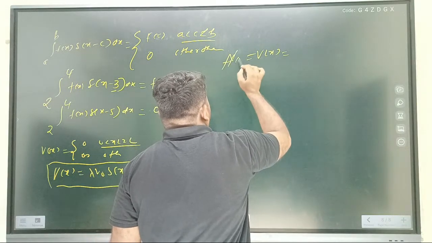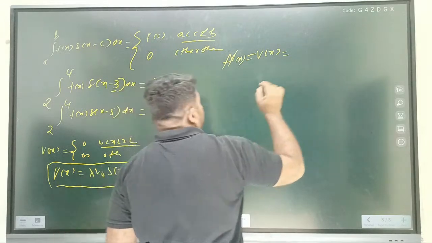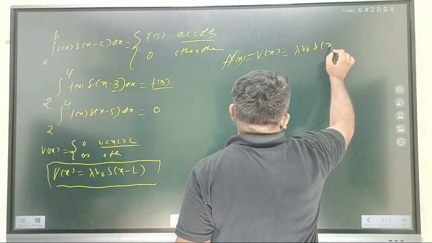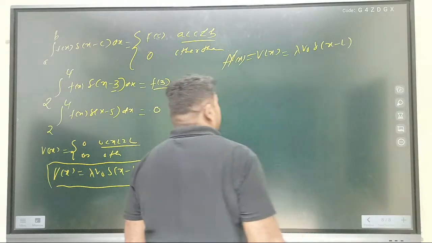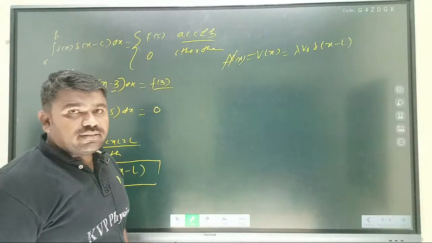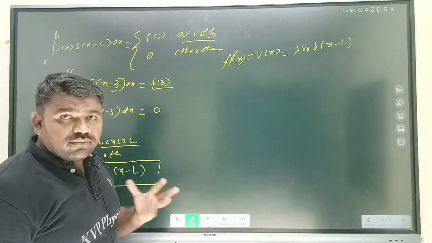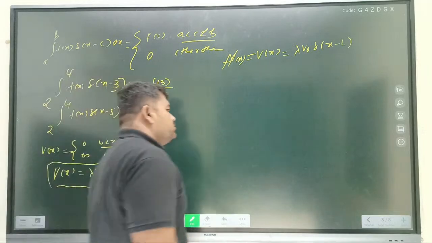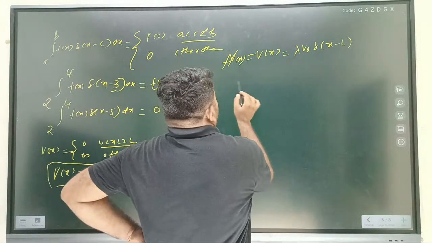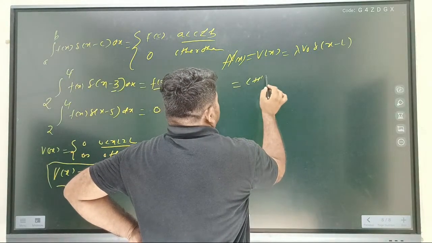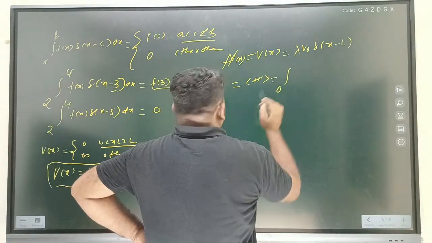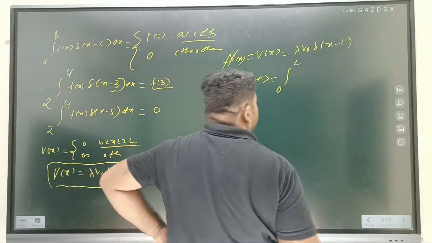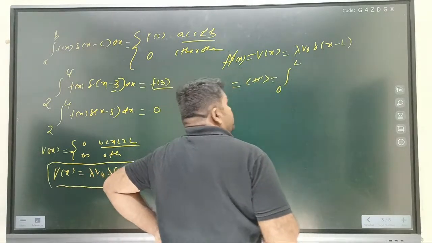H prime of x is equal to lambda V naught into delta of x minus L. Lambda V naught delta of x minus L. Okay, this is the extra part to the system. Now what system do we have? It is a box. So what is the expectation of H prime? The expectation of H prime is nothing but the integral with limits 0 to L. Now the limit will be 0 to L.